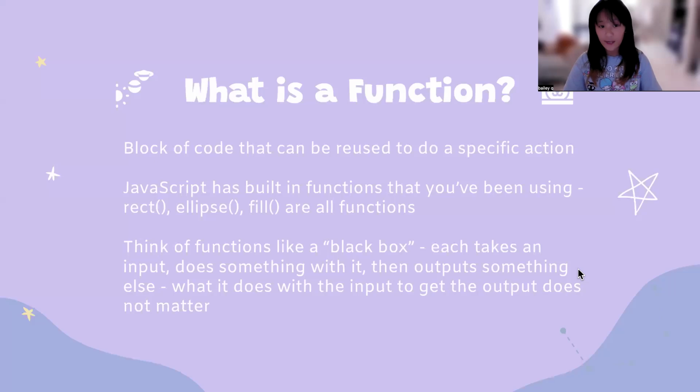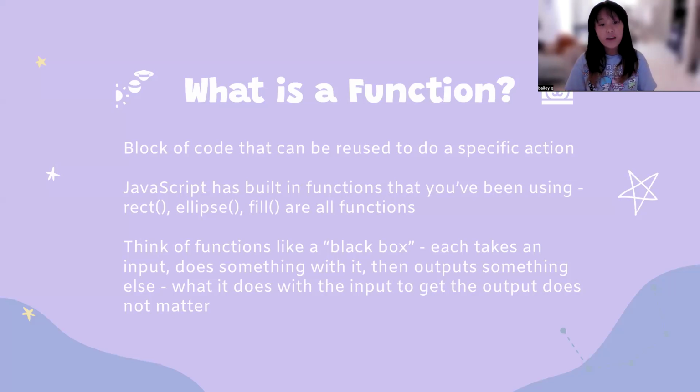So we'll get into making our own functions. A function is a block of code that can be reused to do a specific action. JavaScript has built-in functions, like I've been saying, that you've been using. Rectangle, ellipse, fill, those are all functions. They're predefined inside of JavaScript's library. We don't need to actually tell the project what each of these things do. The program already knows, hey, rectangle means we take in these 4 parameters and we output a rectangle. No need for the user to manually write a fill line to write all 4 lines and have them connect to each other.